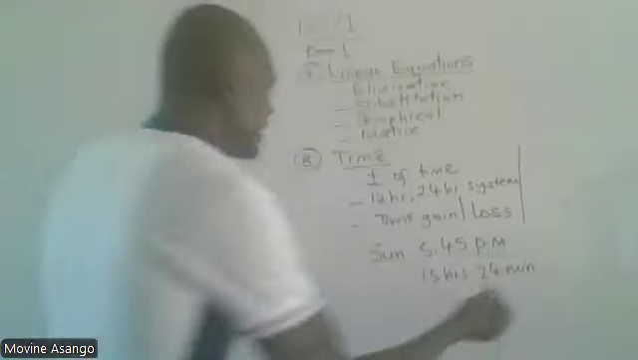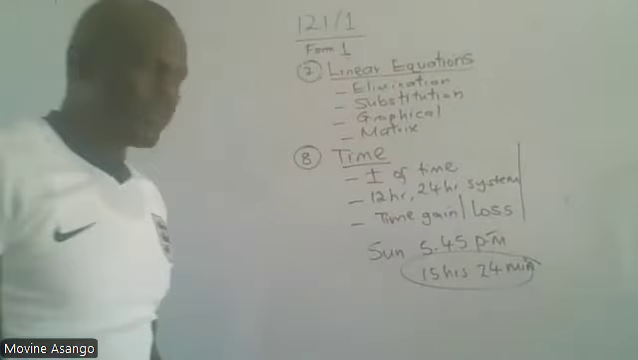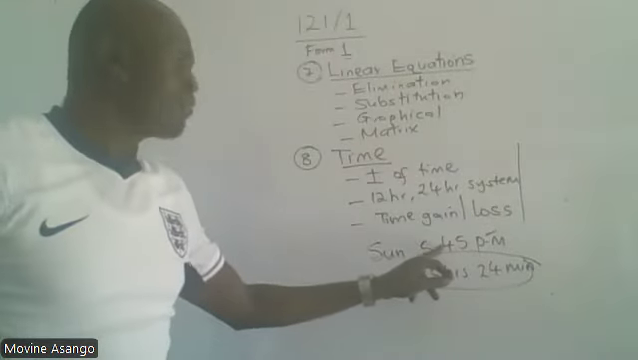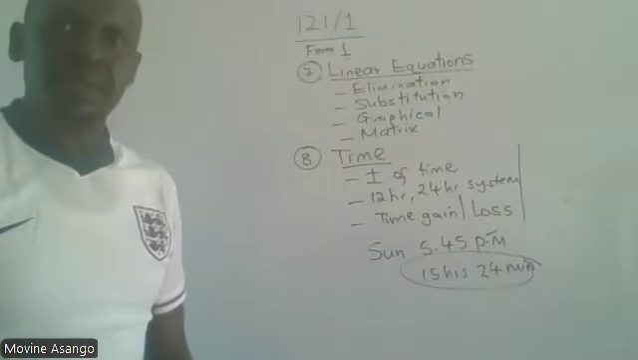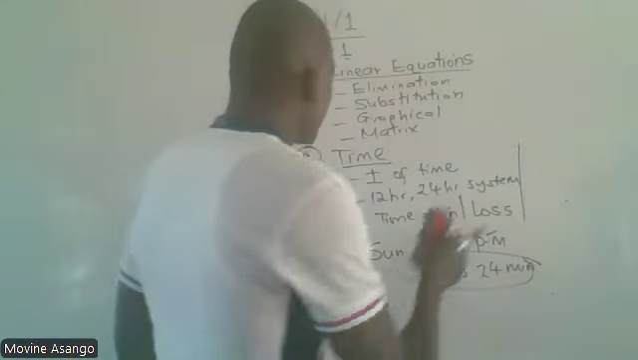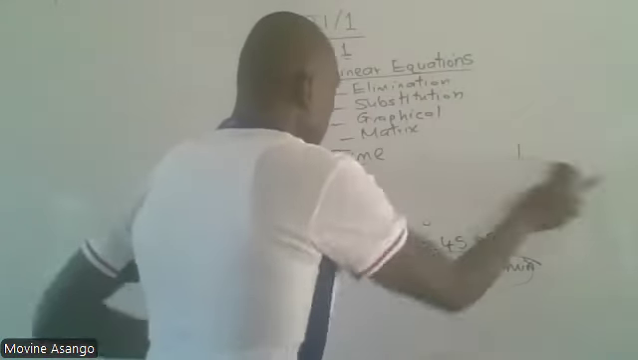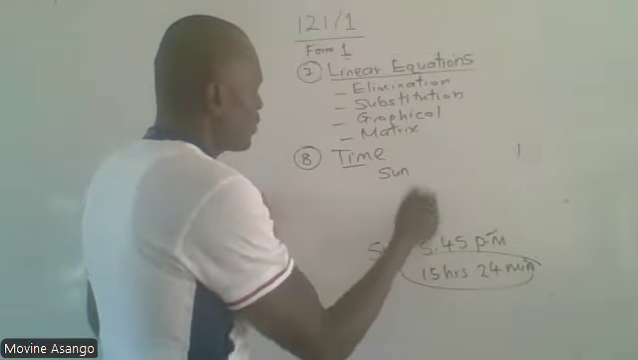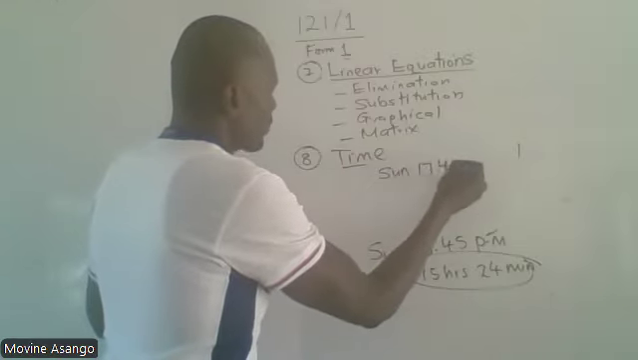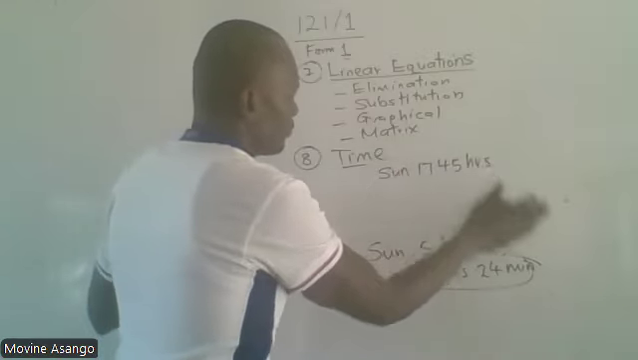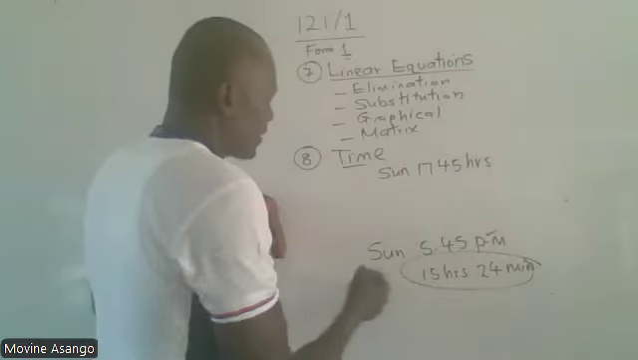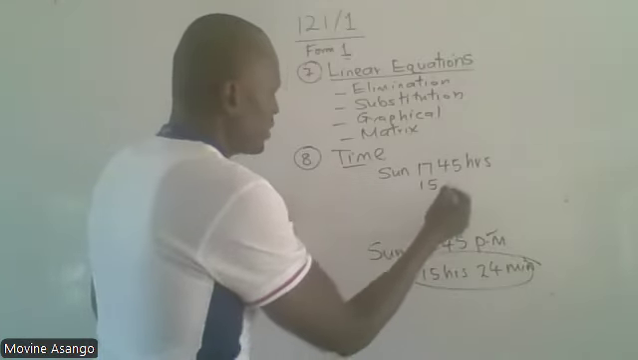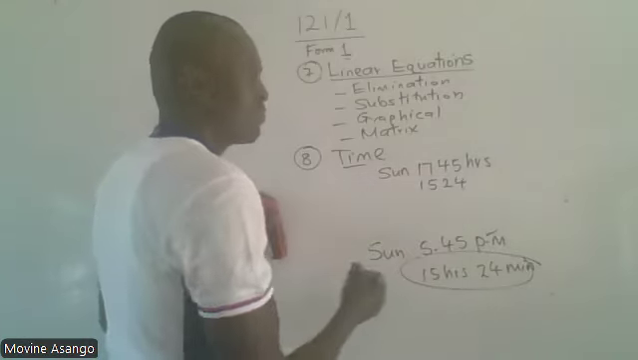You don't just start adding this to that. No, you have to convert for us this time into 24-hour clock system before you add. So we expect the candidate to be talking about Sunday. If you add 12, 1745 hours. We are now adding 15 hours, 24 minutes.